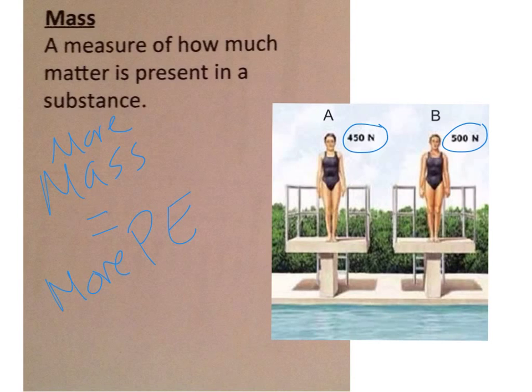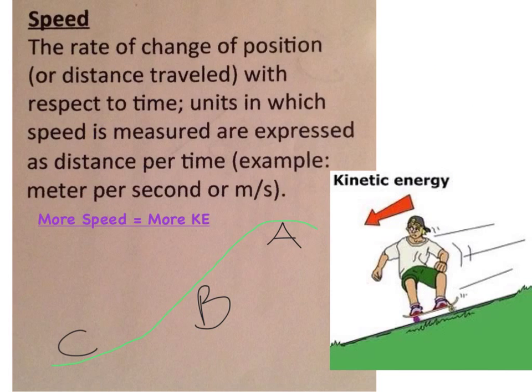So look at the ladies again. Which lady, Lady A or Lady B, would have the most potential energy? Exactly. Great job. Lady B, right here, would have the most potential energy because she has the most mass. 500 is more than 450. Alright, so let's move on to the next slide.